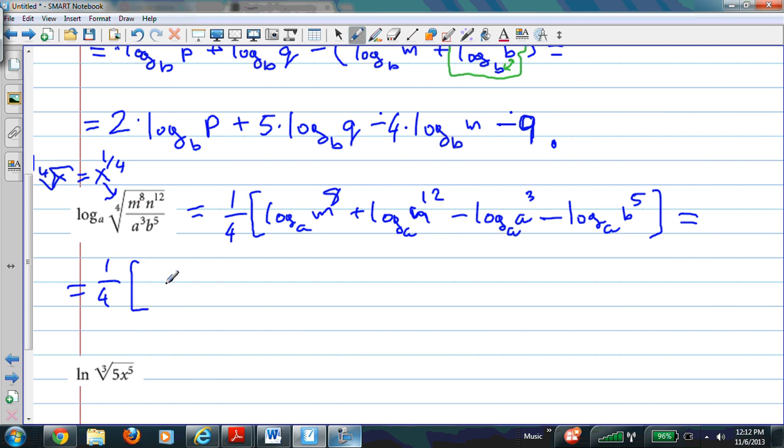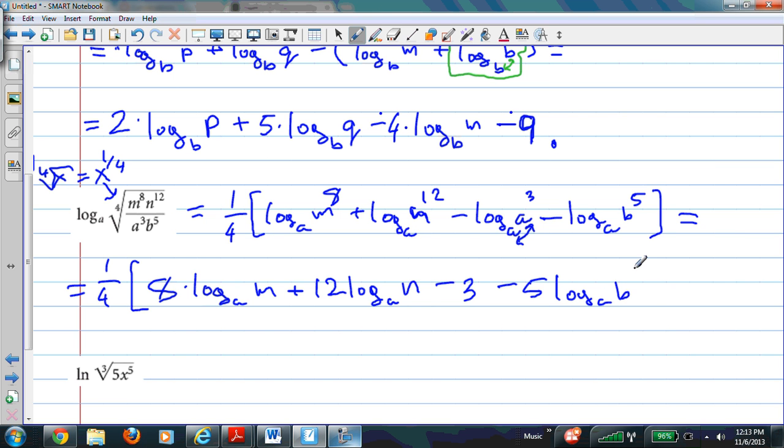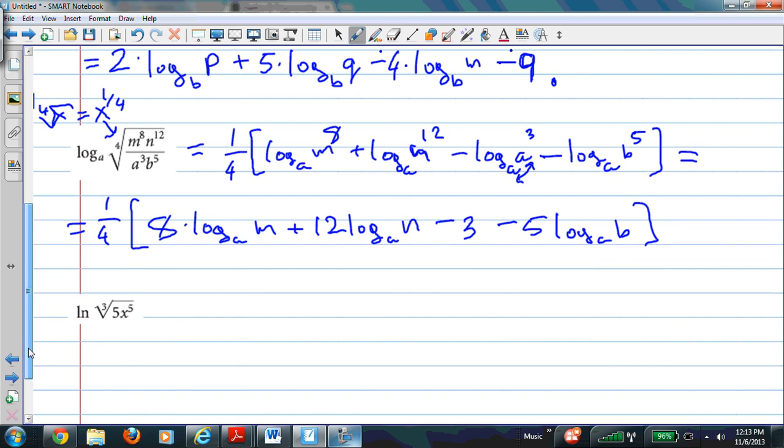Okay, now taking this further, we can use the power rule to bring all the exponents down. So this is 1/4 times 8 log base a of m plus 12 comes down, log base a of n minus, well, here's another case where we have matching bases. It's log base a of a cubed. So using our rules, it just equals 3. To what power do you need to raise a to get a cubed? And finally, on the last log, 5 comes down, log base a of b. So technically, this is already the final answer.